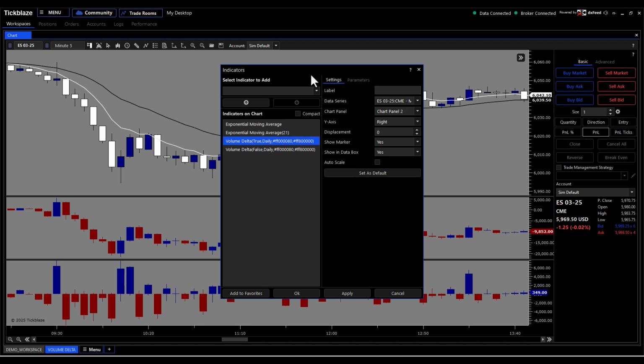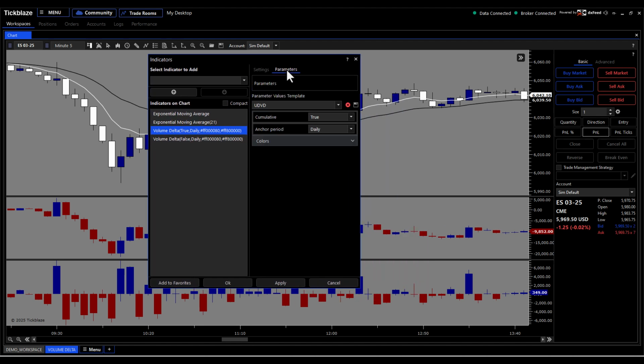Now, the first one I'm going to look at, if I click on parameters, is that I have the ability to set it to a cumulative mode. And the cumulative mode allows you to choose whether you want it to start at the beginning of the day, the beginning of the week, the month, or the year. For the purpose of day trading, obviously I'm going to look at it from a daily perspective. And then you can set the colors however you choose based off your preference.